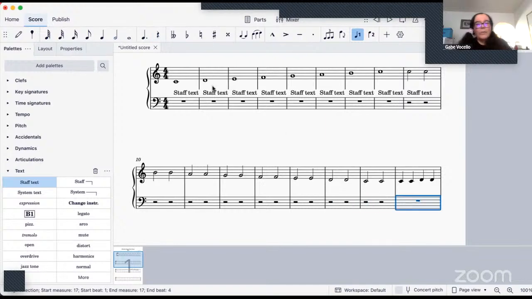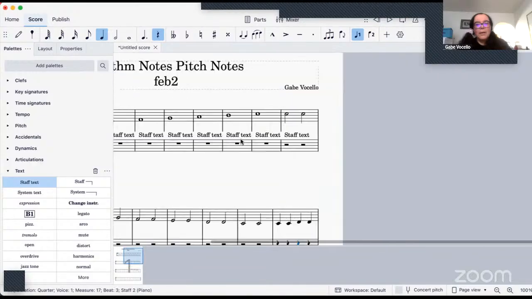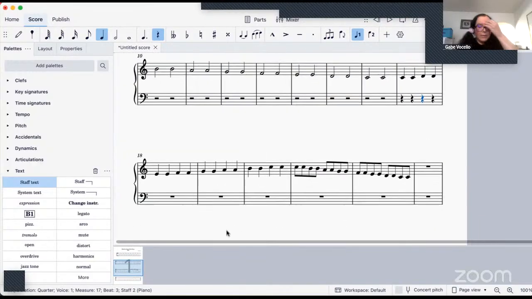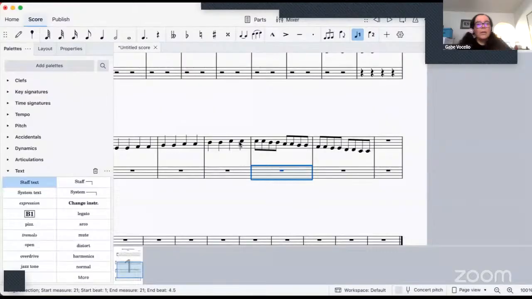Now, quarter rest. That is a squiggly line. Eighth rest now. Let's put here the eighth rest. It has one flag. The flag is on the left side of the stem.